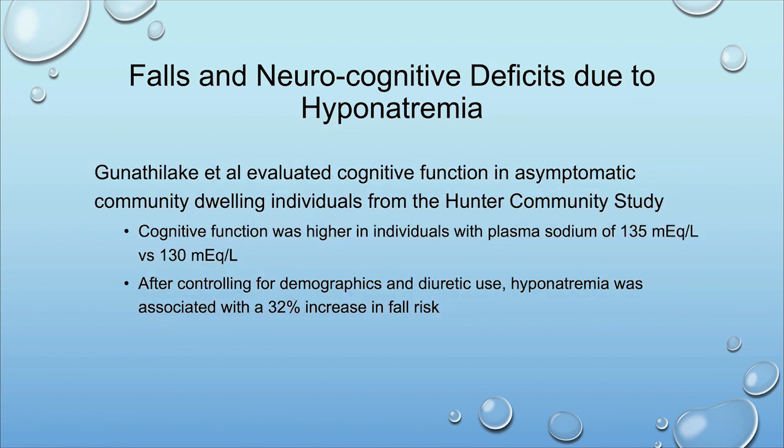In this study evaluating cognitive function in asymptomatic community dwellers from the Hunter Community Study, cognitive function was higher in individuals with plasma sodiums of 135 versus those with sodiums of 130. After controlling for demographics and diuretic use, hyponatremia was associated with a 32% increase in fall risk.